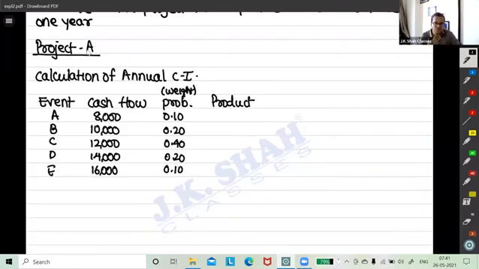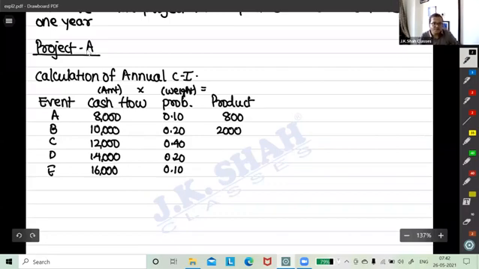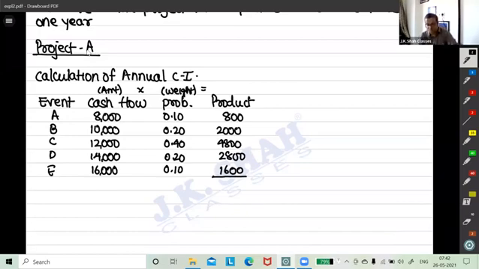So this would be our amount. So amount multiplied by weight is our product. Okay. So this would be 800. This would be 2,000. This would be 4,800. 2,800. 1,600. So 800, 2,000, 4,800, 2,800. So this total is 12,000. Yeah, correct.